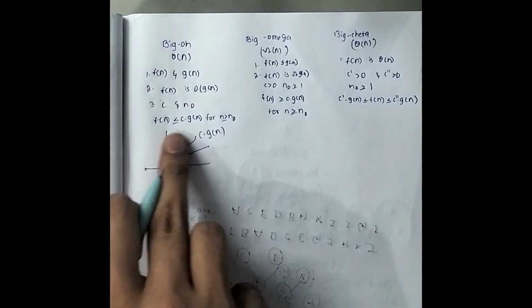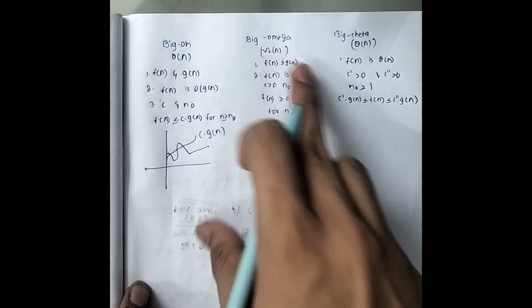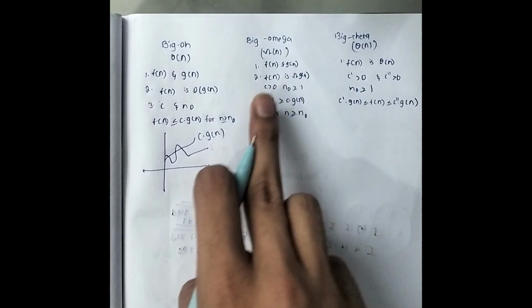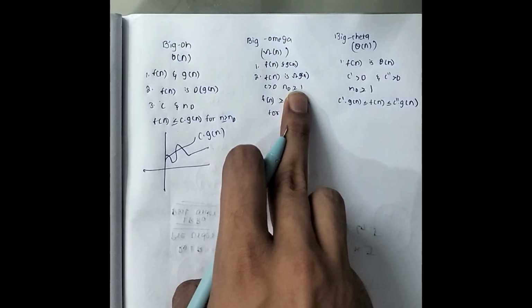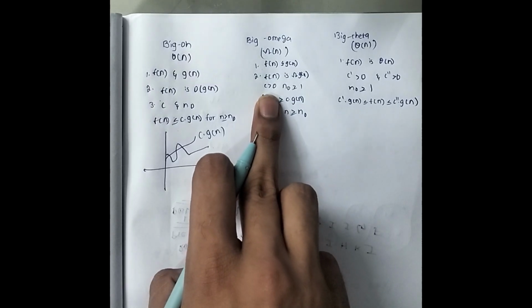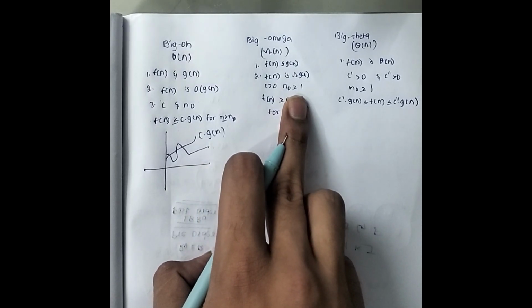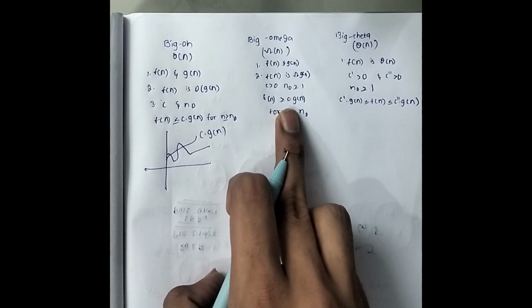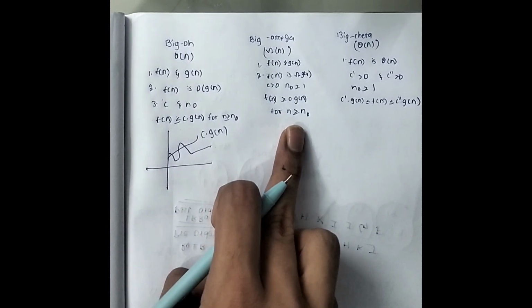So for big O, f of n is less than or equal to c into g of n, and now for big omega, see, if there are two given functions f of n and g of n, f of n is omega of g of n if there is a constant c greater than 0 and n naught greater than or equal to 1, such that f of n is greater than or equal to c into g of n for n greater than or equal to n naught.